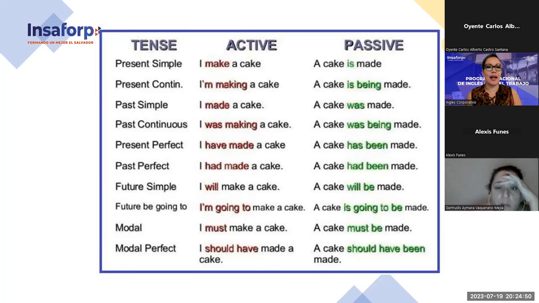Esa la estuvimos practicando ayer, la passive and present continuous. Siempre va a llevar la forma del verbo to be, en este caso is. Puede ser también are. En algunos casos am también, si es con I, pero bueno, no es muy común usar I en passive. So, a cake is being made. Past simple, I made a cake. En pasado, a cake was made. Vamos a usar was y were y el verbo en past participle.